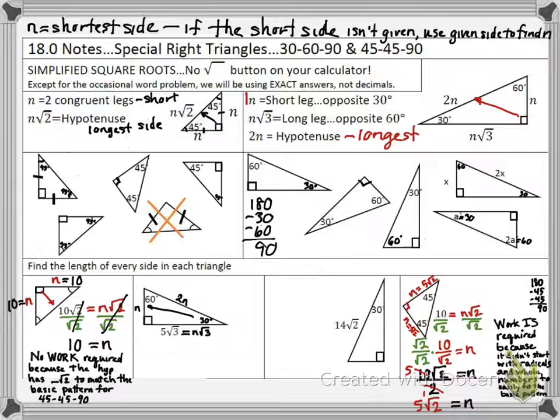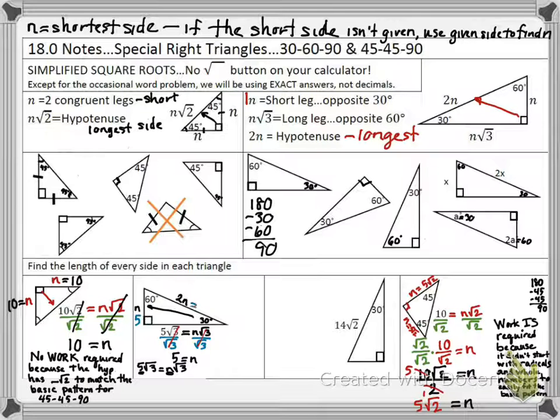I don't know what n is yet, so I have to use the only side I know to figure out what n is. I need the n by itself, so I'm dividing by root 3 on both sides. That gives me 5 for my n side. You might have been able to just see that: if 5 root 3 equals n root 3, it's kind of obvious that the n has to be a 5. I'll put the 5 over here.